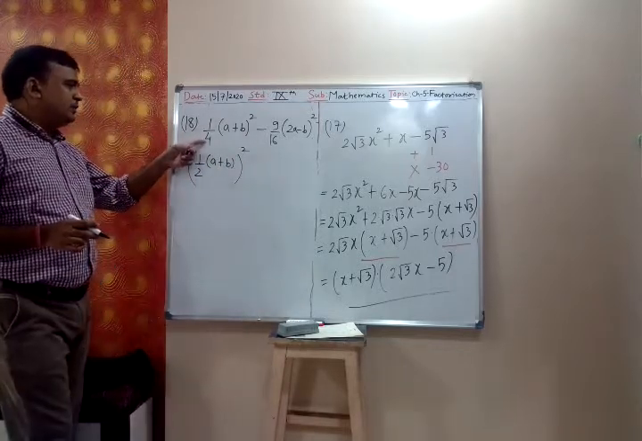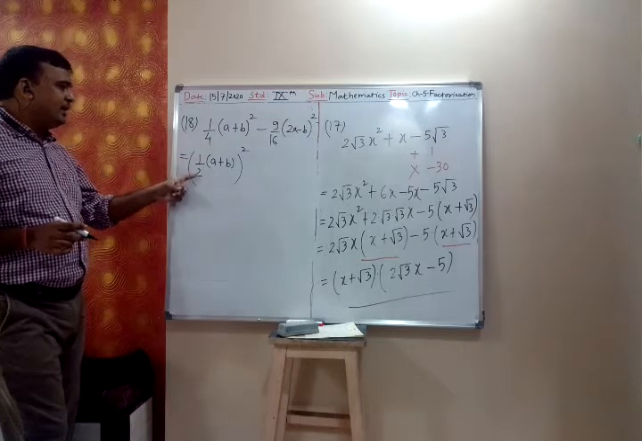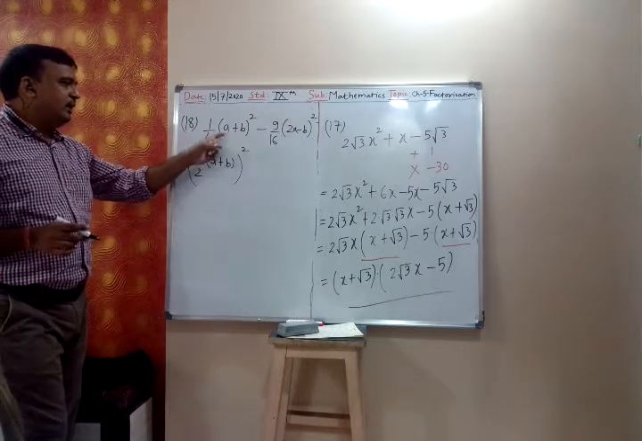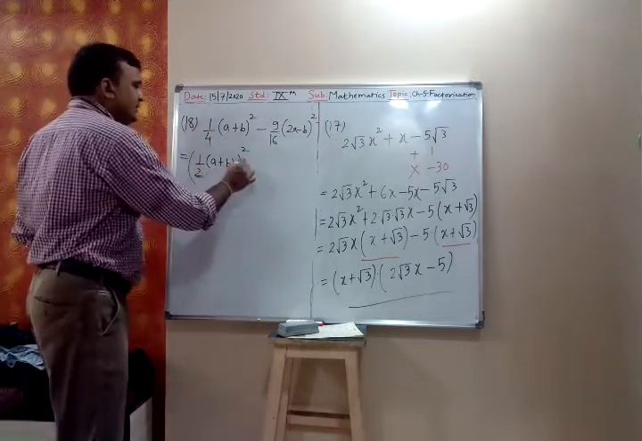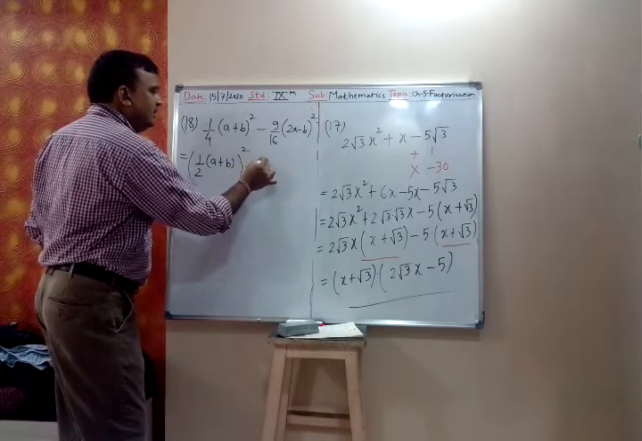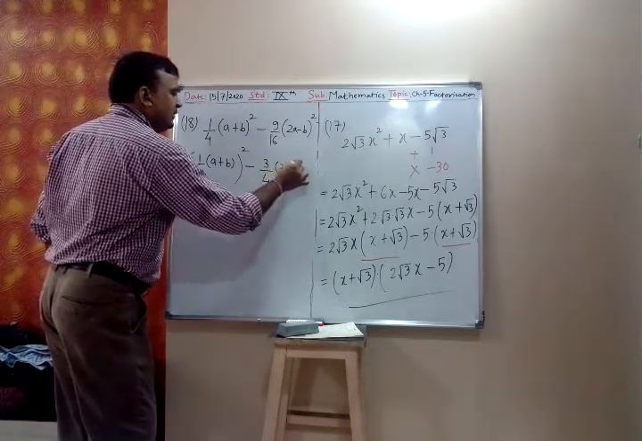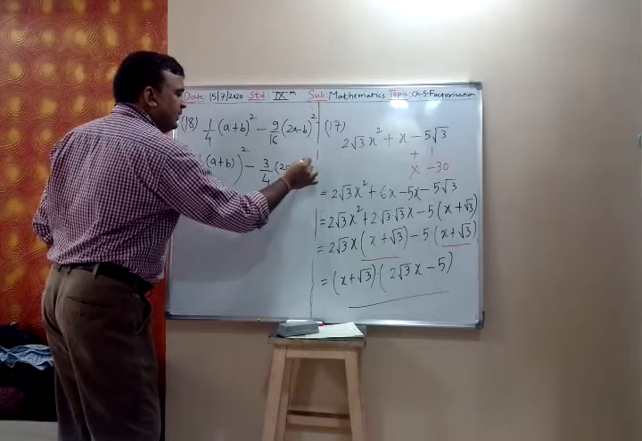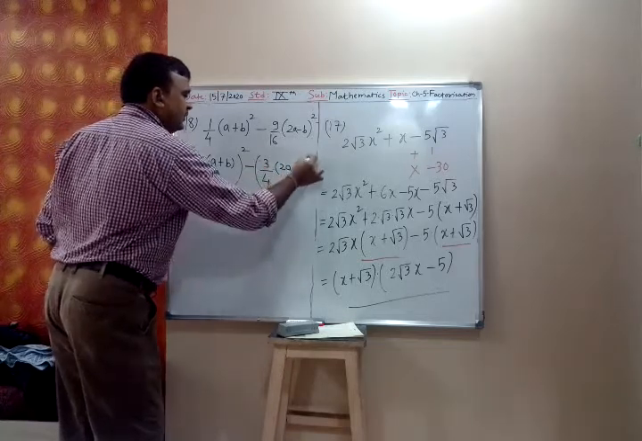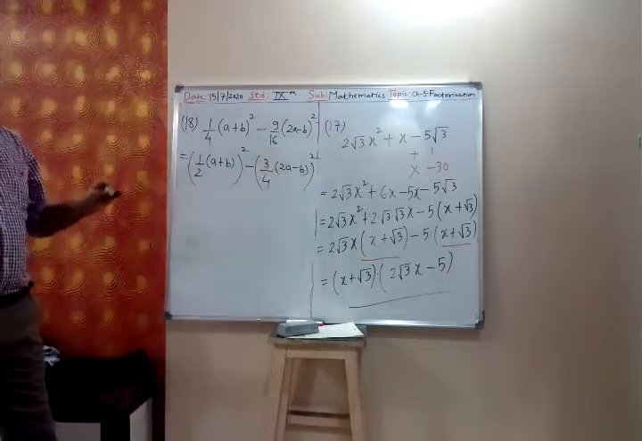1 by 4 I can write 1 by 2 square, and a plus b square is already there. Then similarly 9 by 16 I will write 3 by 4 into 2a minus b whole square. Let me explain.